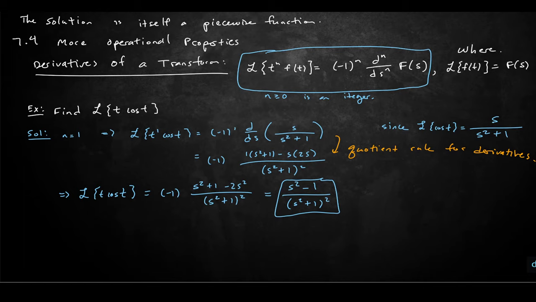So that would be how we could get Laplace of t cosine t. And then we could take that one and multiply it by an exponential and use the first translation theorem and shift it and do all kinds of cool stuff. Or we could multiply it by a step function or whatever. So we can mix and match all these operational properties. So just be aware, things could get a little involved. Just think about what we could do with that.